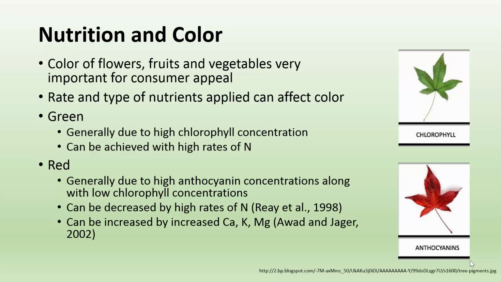Anthocyanin concentration can be decreased by high rates of nitrogen, but can be increased by increased rates of calcium, potassium, and magnesium. Decreased anthocyanin concentrations in the skins of gala apples with increased foliar applications of nitrogen has been demonstrated. On the other hand, increased calcium, potassium, and magnesium has been shown to increase blush in Lodi apples.